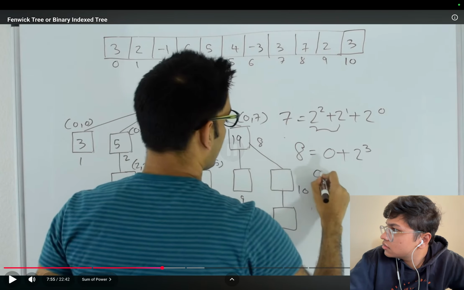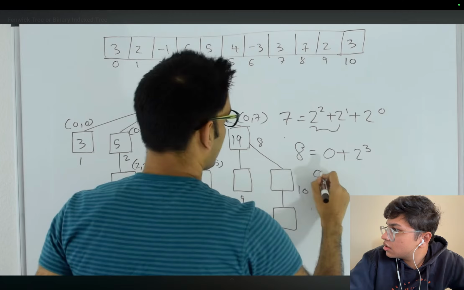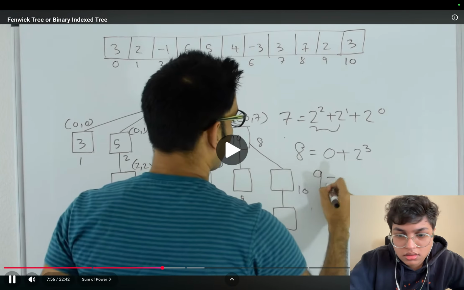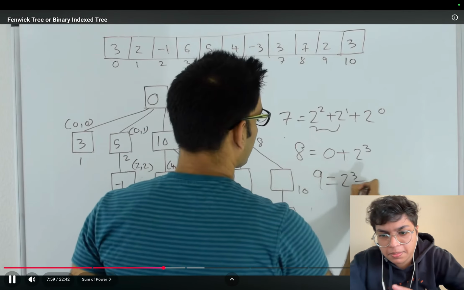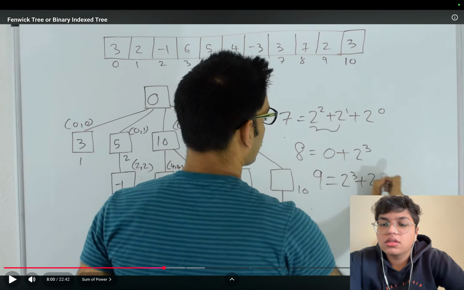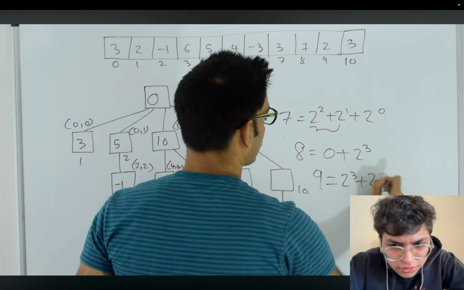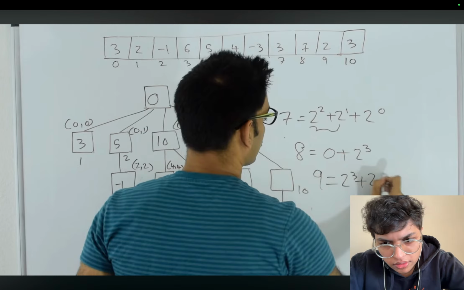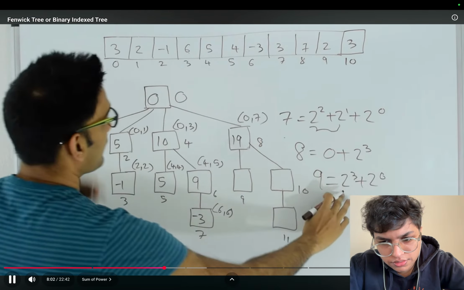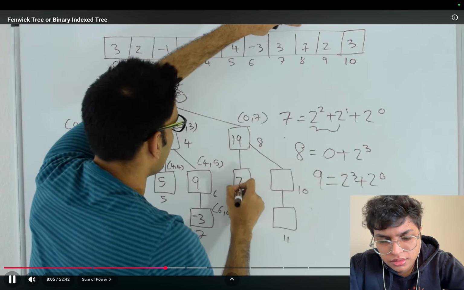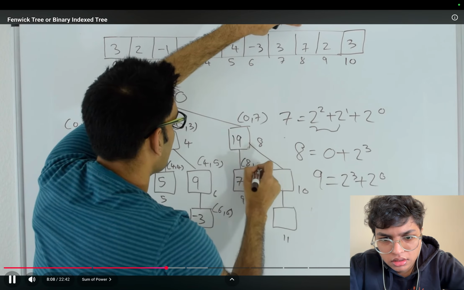9. 2 raised to 3 plus 2 raised to 0. So starting from index 8, add one element. So it will be 8, 8. Starting from 8, the sum of next one element will be stored here. So that's 7. And we'll say 8, 8 is here.